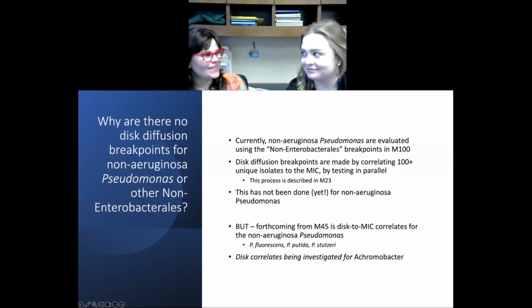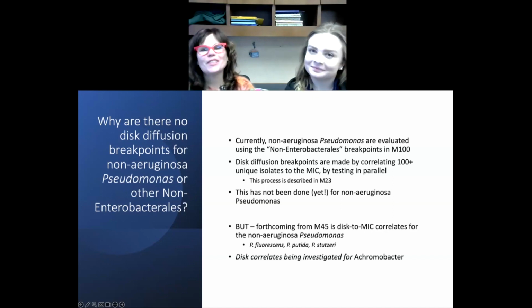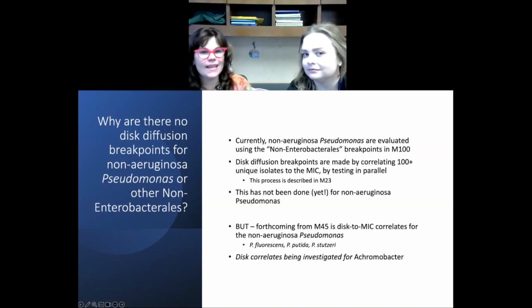Yeah, that's frustrating, isn't it? Because sometimes they don't grow on the system. Yes. So the challenge is we evaluate all of these bugs under that non-Enterobacterales breakpoint table in M100. And so part of the answer is how we set disc breakpoints.